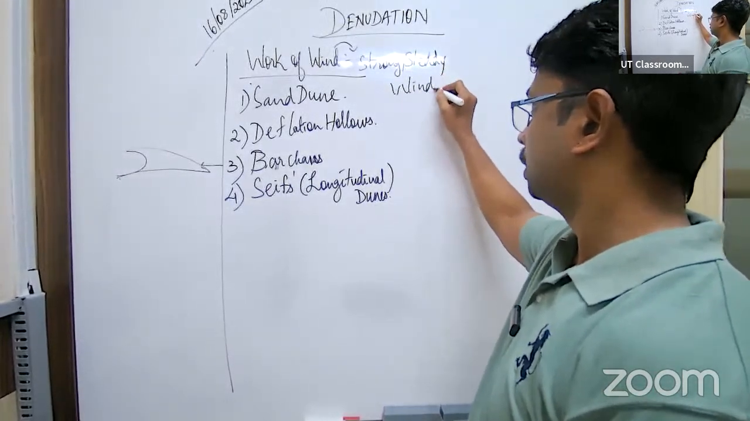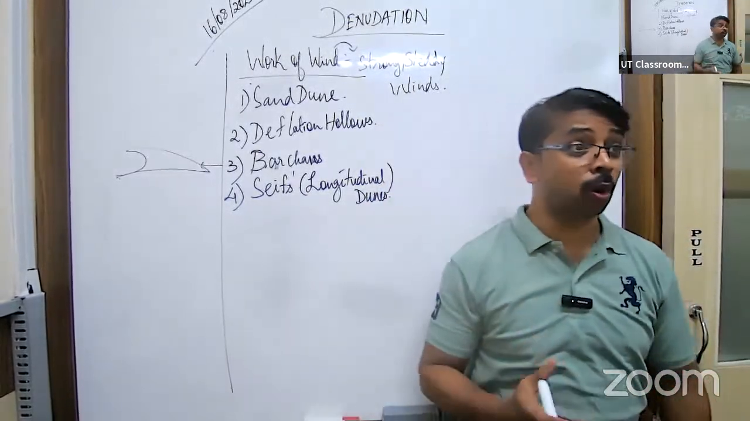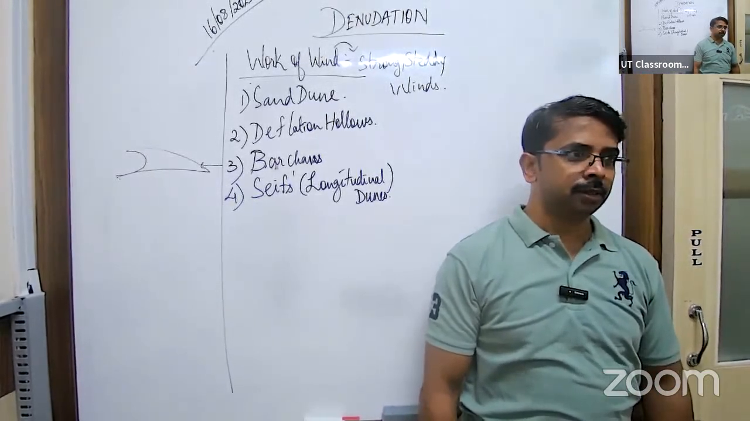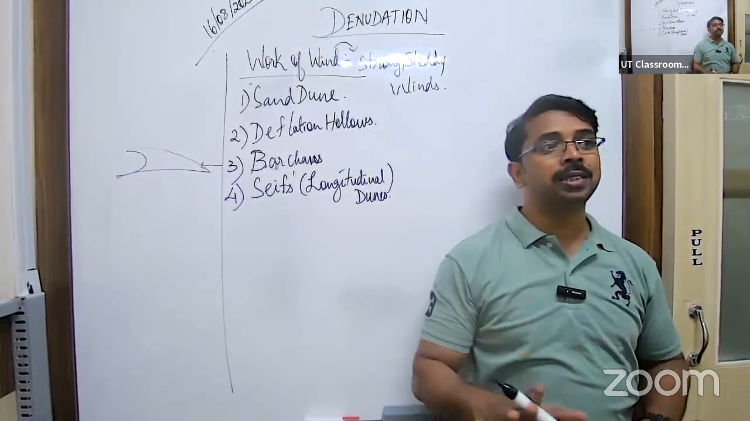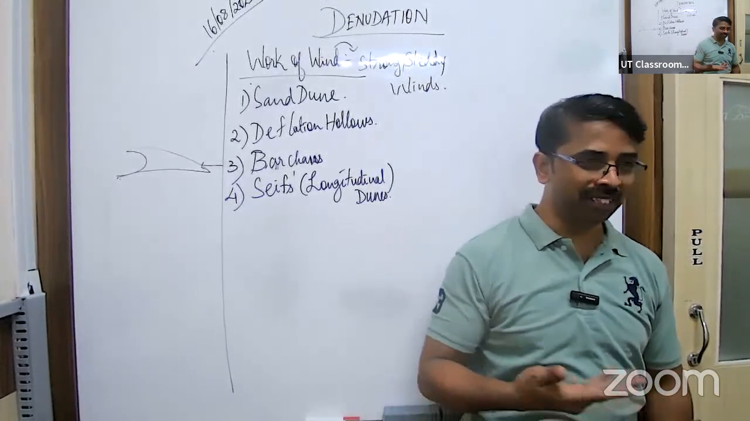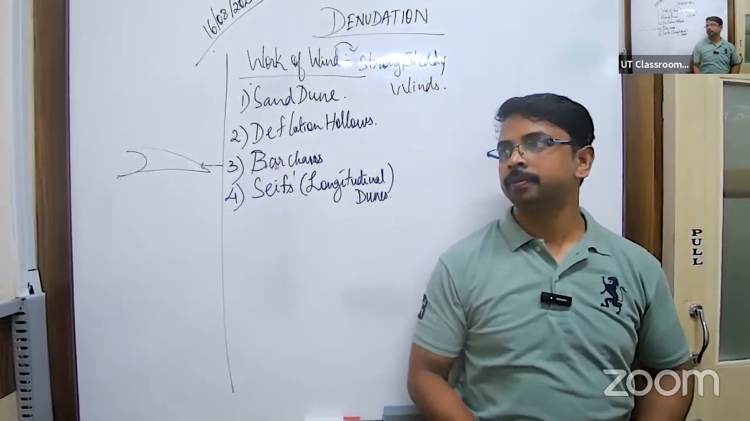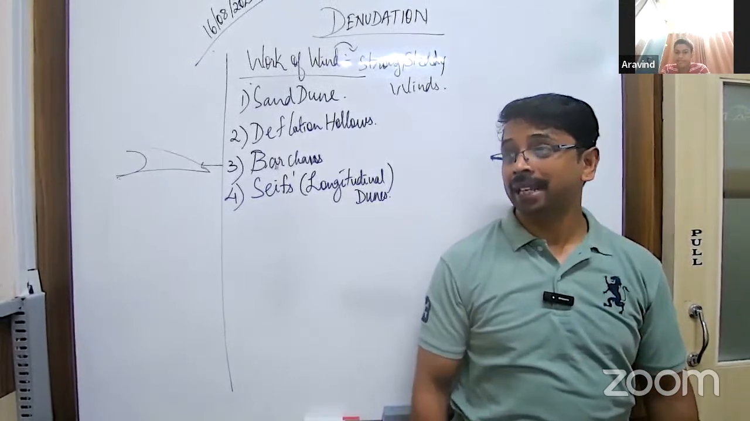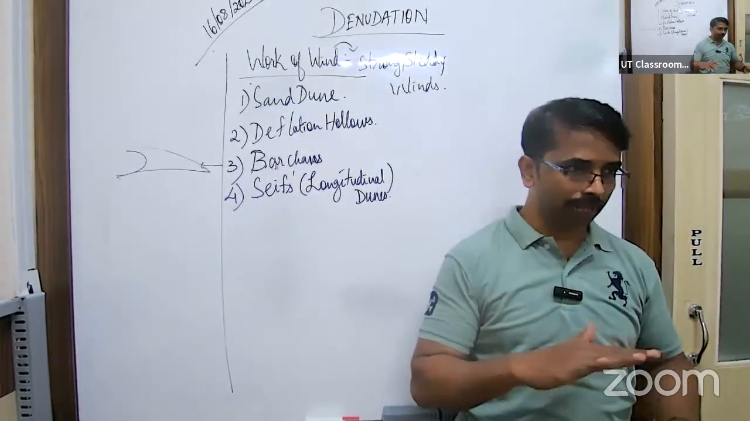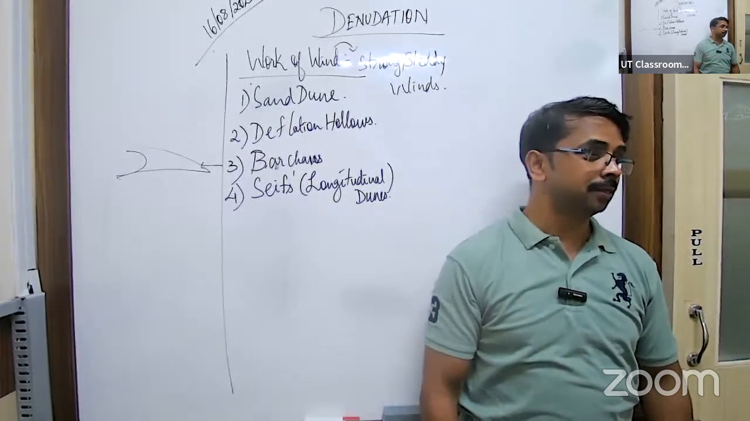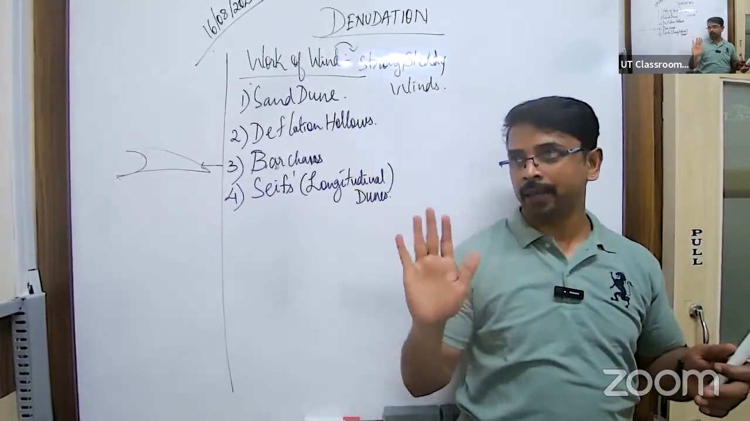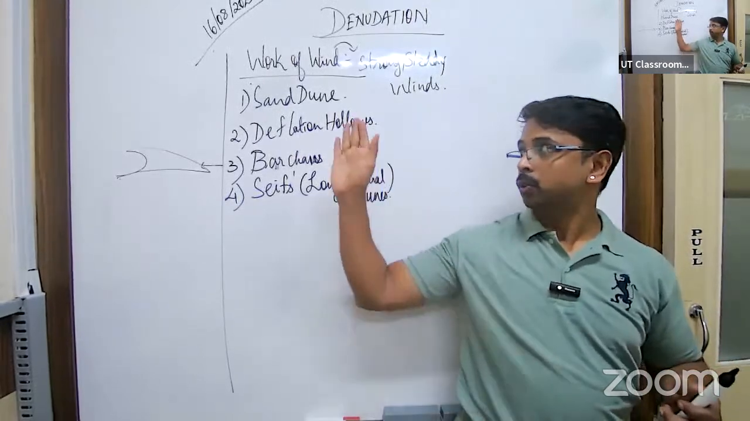Out of running water and winds, which one do you feel is the stronger agent? Water, running water, not wind. Both. Wind will do its action only when the area is, Arvind? Open. Okay, open. But what kind of soil or land surface should it be? Sand, very good. Loose, porous. If it is fully green vegetation, do you think the wind can do any action? No, it cannot.